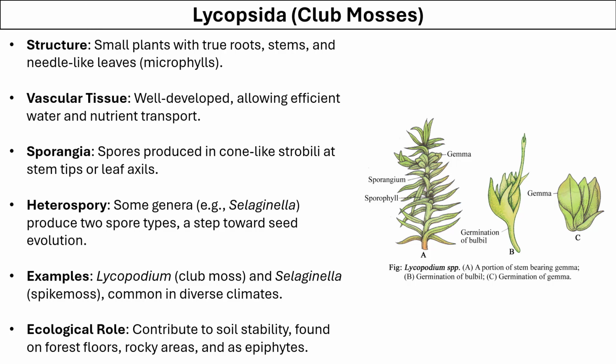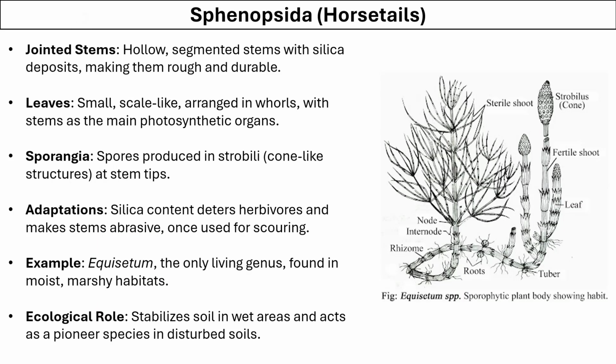Lycopsida are small plants with true root, stem and needle-like leaves. They have well-developed vasculature that allows for efficient transportation of water and nutrients. Spores are produced in cone-like structures called strobili, which are present at the stem tip or the leaf axil. They may display heterospory, which means they can produce two kinds of spores, the microspore and the megaspore. The common examples of this division are Lycopodium and Selaginella.